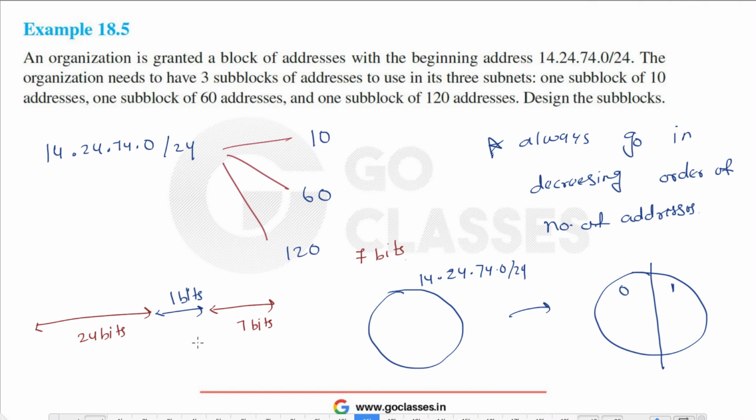Now if this bit is 0, then it will be 14.24.74.0, and this 0 is fixed, and you can change the 7 bits. You can change these 7 bits from all zeros, which means 0, to all ones, which means 127. So it will be 14.24.74.0 to 14.24.74.127. Now in this subnetwork you have 128 addresses, and you only need 120 addresses. That is okay. So 8 addresses are getting wasted, but that is okay.